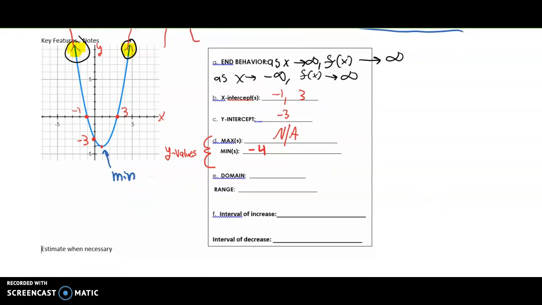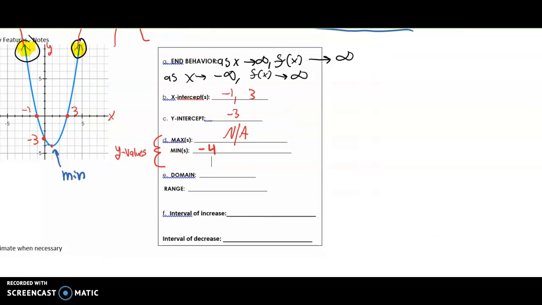Next, we're talking about domain. So let's define domain and range first. Domain is the set of x values on a curve, and range is the set of y values.